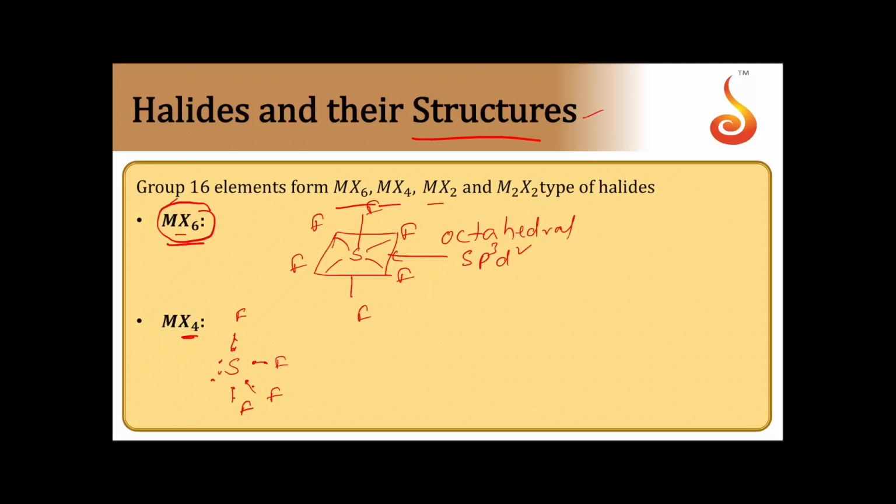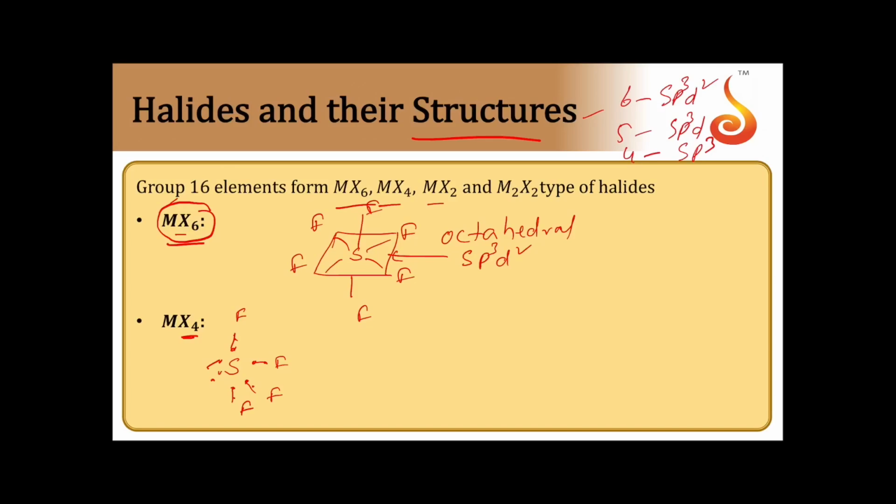So the total number of pairs decides the hybridization. If there are 6 pairs, it is sp3d2. If there are 5, it is sp3d. If there are 4 pairs, it is sp3, and so forth. In this case we have 4 bond pairs and 1 lone pair, so 5, which gives sp3d hybridization.